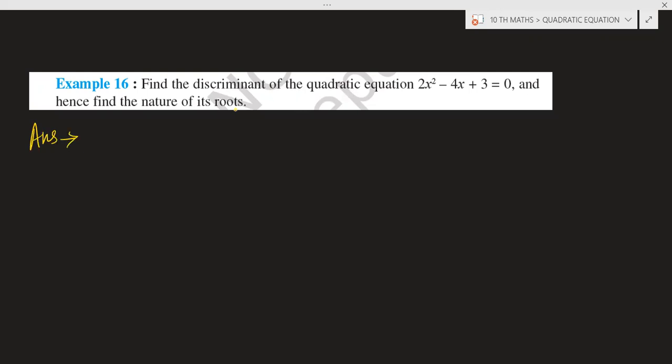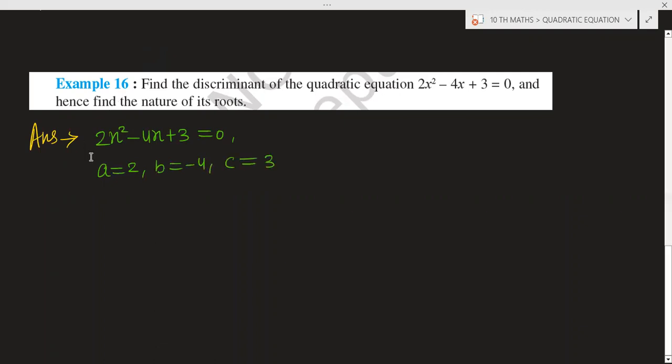So in this quadratic equation, 2x square minus 4x plus 3 is equal to 0, the value of a will be 2, the value of b will be minus 4, the value of c will be 3. First, just take the value of a, b and c. Write the value of a, b, c, and then find discriminant D, that is b square minus 4ac.